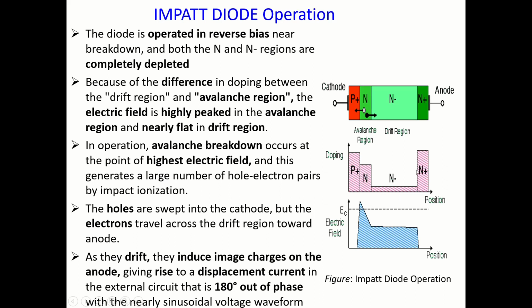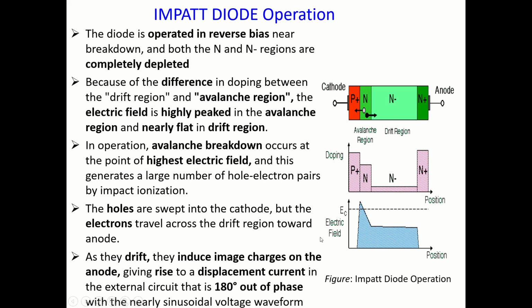So this is the doping concentration. This is the electric field. In operation, avalanche breakdown occurs at the point of highest electric field, and this generates a large number of hole-electron pairs by impact ionization. The holes are swept into the cathode, but the electrons travel across the drift region towards the anode.